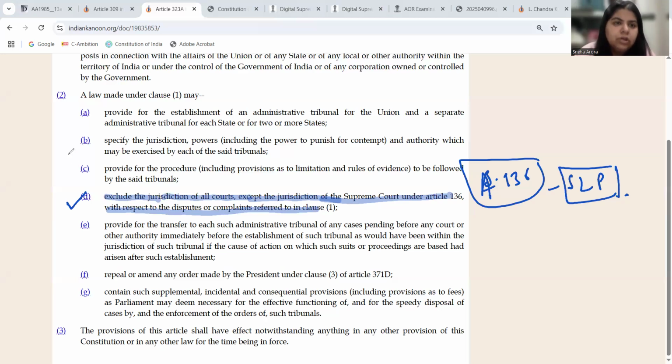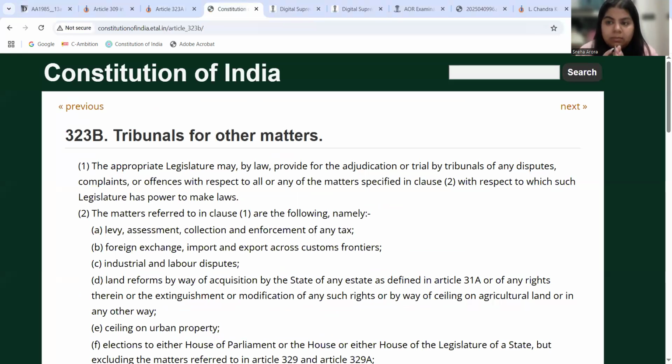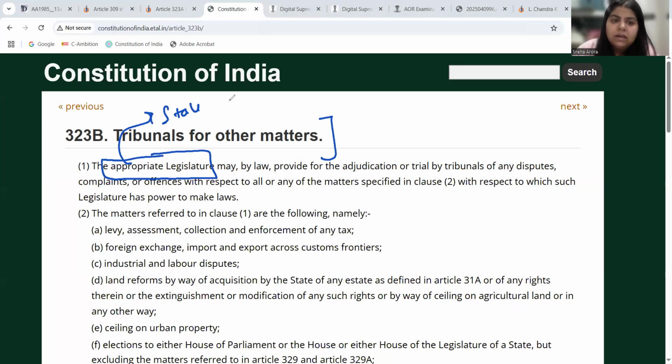Now, when we come to 323B, we'll just have a glimpse of 323B. So 323B is basically saying 323A constituted the administrative tribunal for our public services matters. 323B says that for other affairs, other matters, you can also create tribunals. The legislature can pass a law. Now the difference is that here it is written appropriate legislature. So it can be state legislature and it can be Parliament. How we will decide state legislature or Parliament is a matter of Schedule 7.